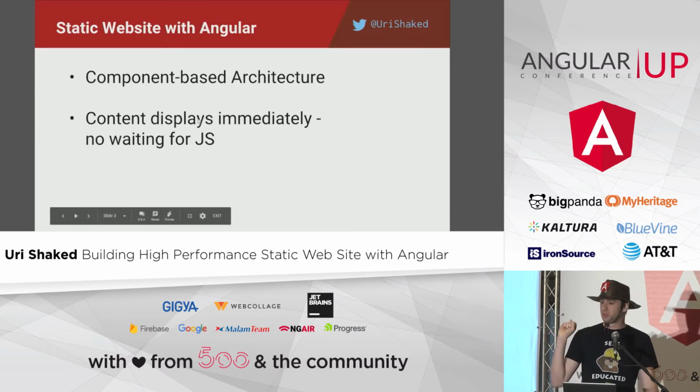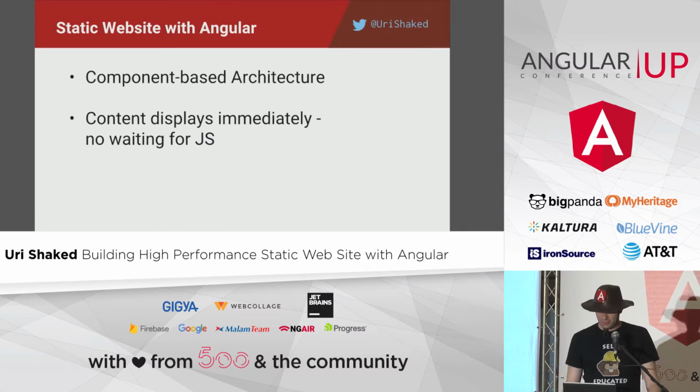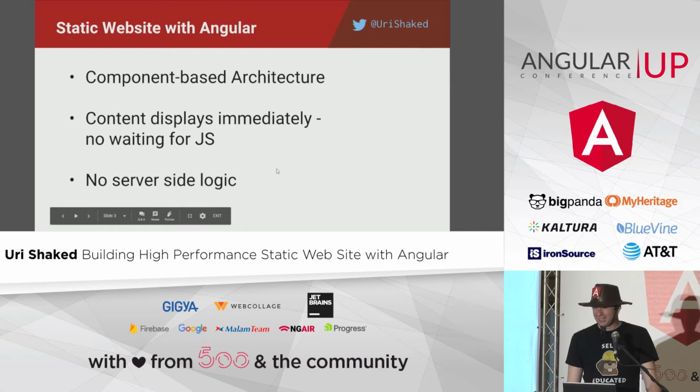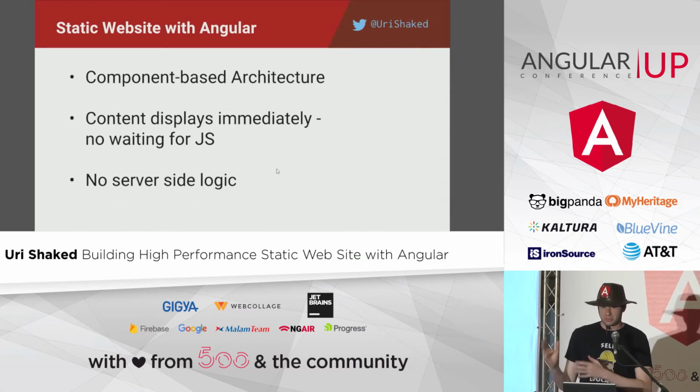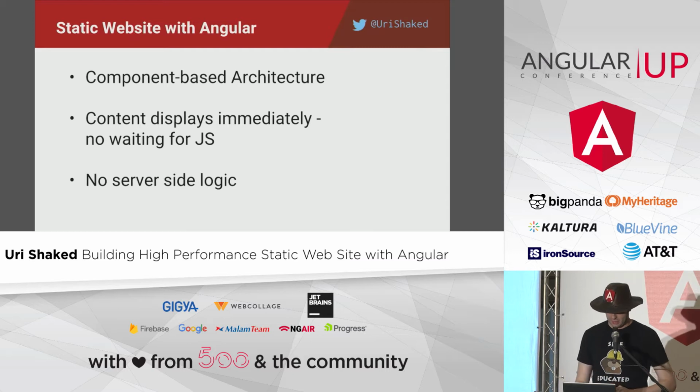So I wanted the content to display immediately as you go into the site, so you won't have to wait. And finally, I didn't want to set up any server or Node.js to do stuff. I just wanted to take my website, my web page, and deploy it directly to GitHub Pages or Firebase. So how did I do that?